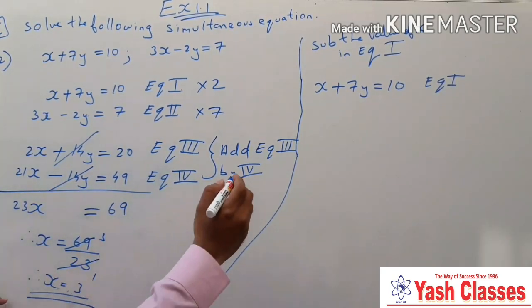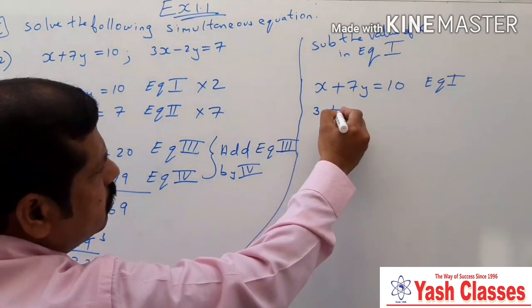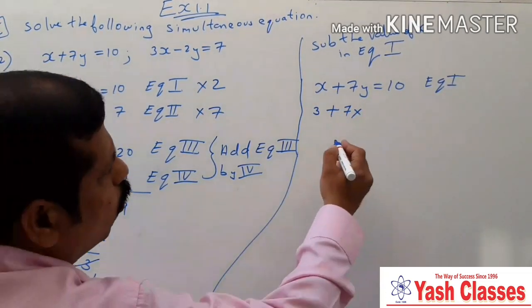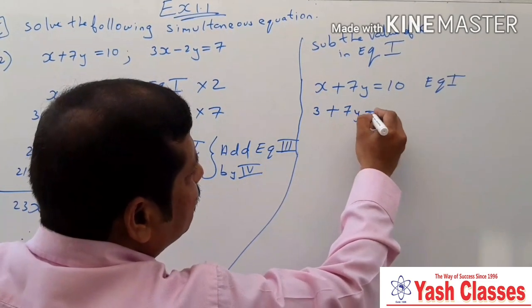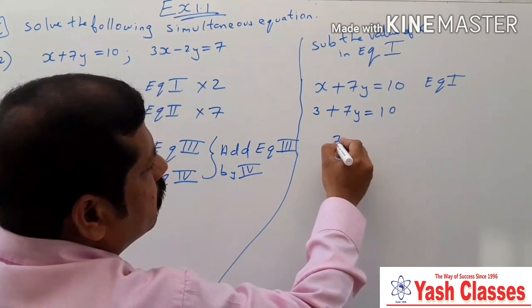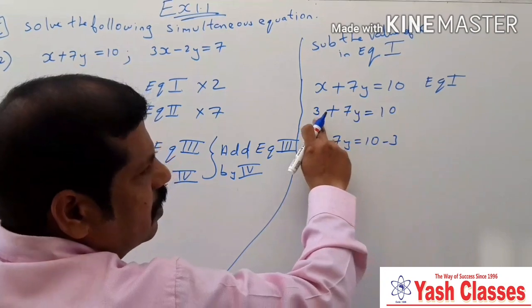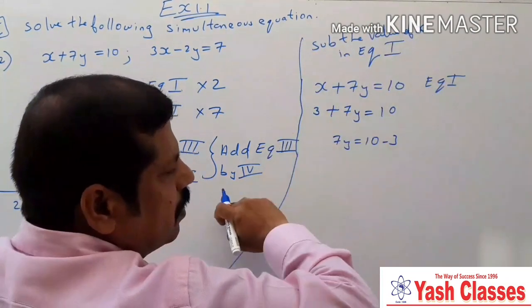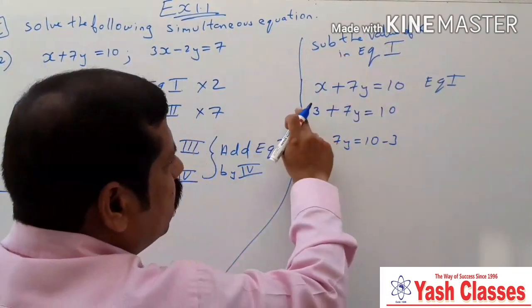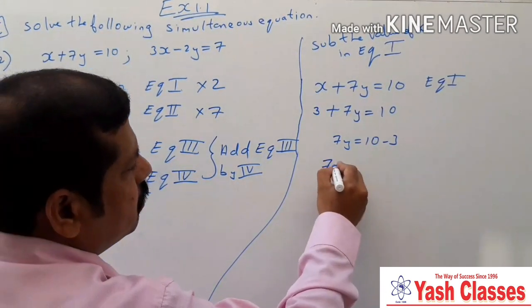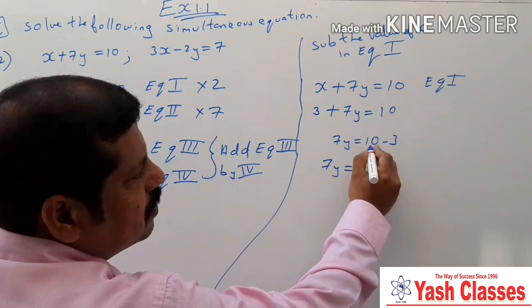X is equal to 3. X is here 3. 7 multiplied by y. You don't know y. So you apply y as it is equal to 10. 7y is equal to 10 minus 3. See here, 3 from left to right, the plus sign will be minus. It will change the sign. 7y is equal to 10 minus 3.